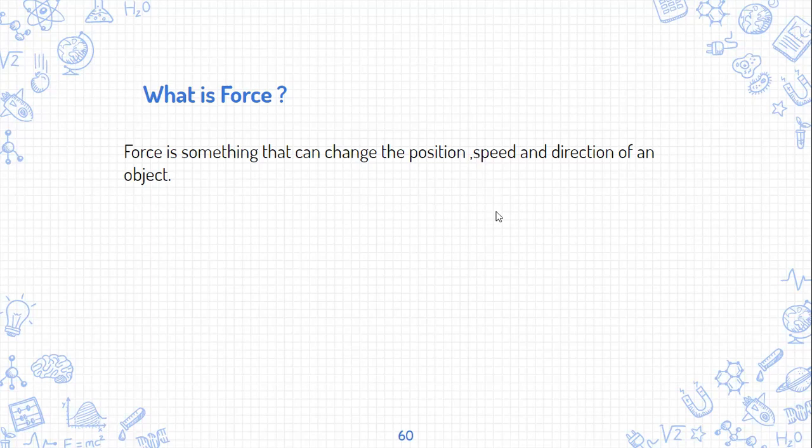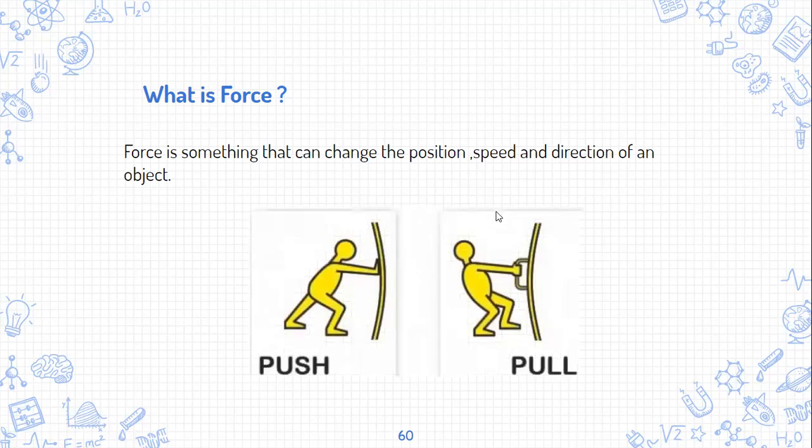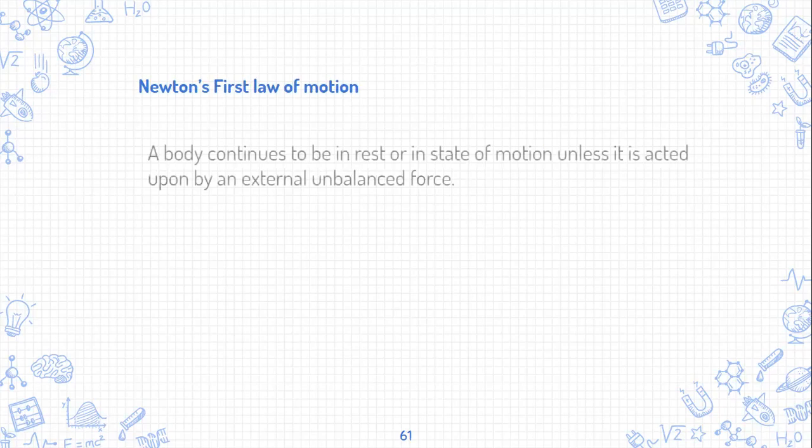So there are many examples. One of the examples is push and pull. If you don't remember the definition, always remember push and pull. Force is something where we can push something or we can pull something. And we also saw Newton's law of motion. What does Newton's first law of motion say? That a body continues to be in rest or in a state of motion unless it is acted on by an external unbalanced force.